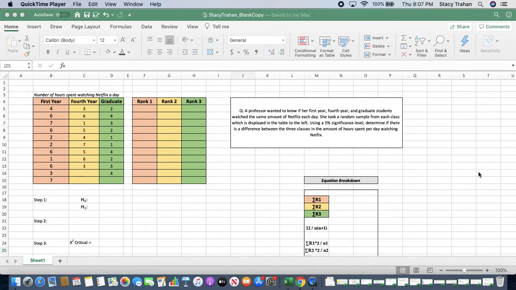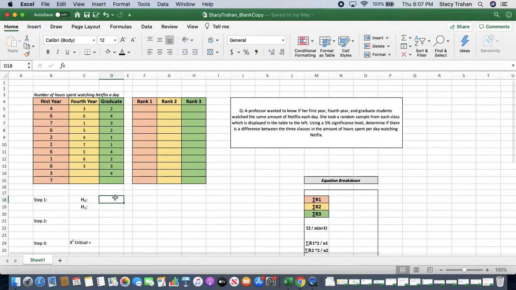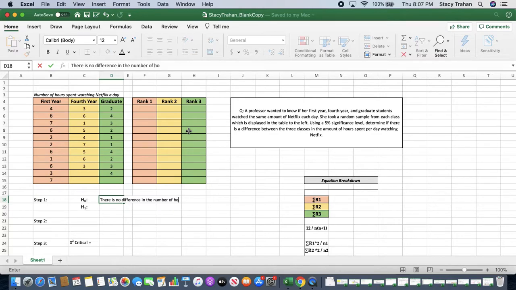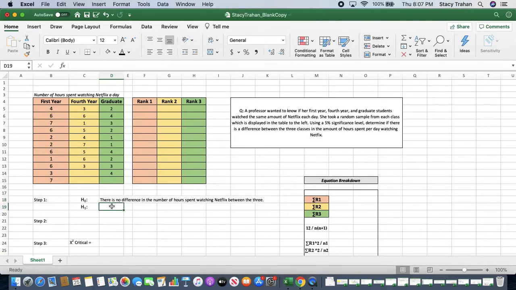First, we need to set up the null and the alternative hypothesis. So the null is that there is no difference in the number of hours spent watching Netflix between the 3, and the alternative is just the opposite of that, that there is a difference between the 3 samples.